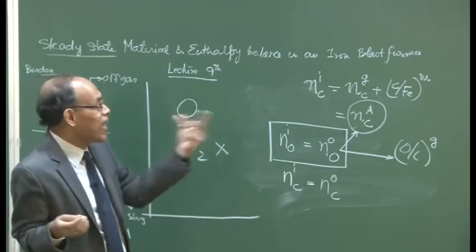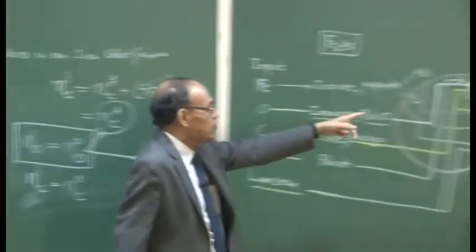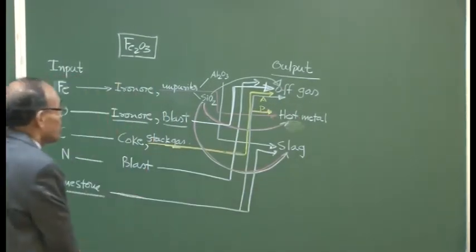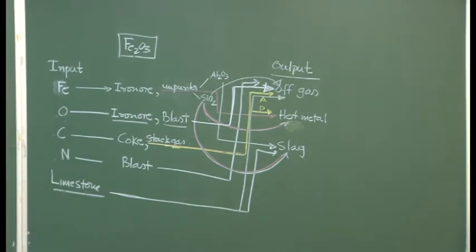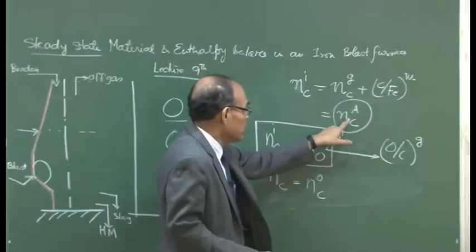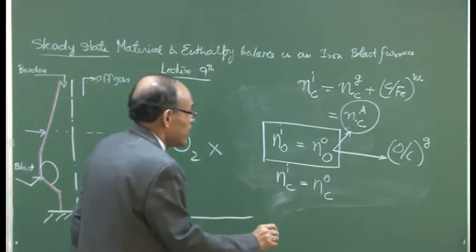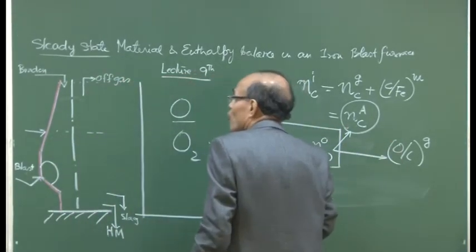In the output, entire oxygen has to manifest in the off gas itself, tied up with carbon as carbon monoxide and carbon dioxide. There is nowhere else that oxygen can go, neither in the hot metal nor in the slag. So therefore output of oxygen can now be established in terms of NaC and O by C.